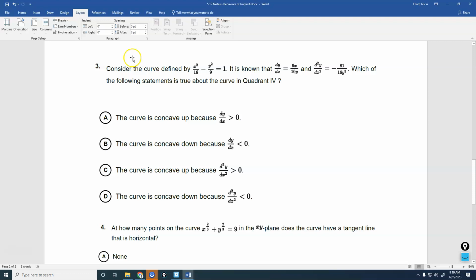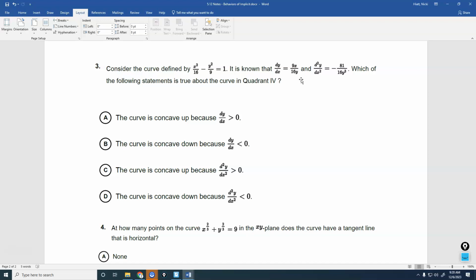All right. 3 asks us to consider this curve. It gives us the first and second derivative. We do not have to find them. They're given to us. Which of the following statements is true about the curve in quadrant 4? So let's look at our answer choices first. Does anybody see some answer choices we can throw out before we even look at this problem? Okay, A and B can go. Why?